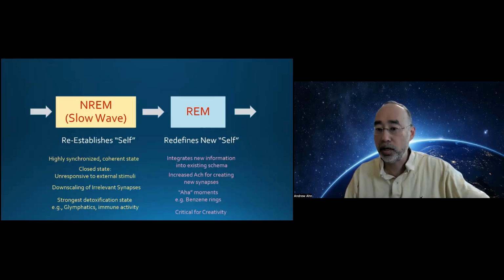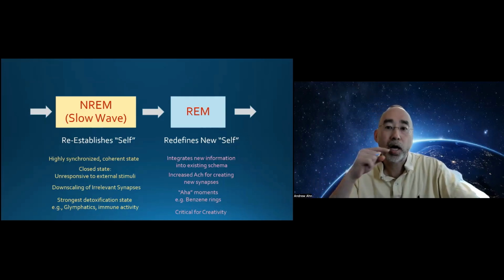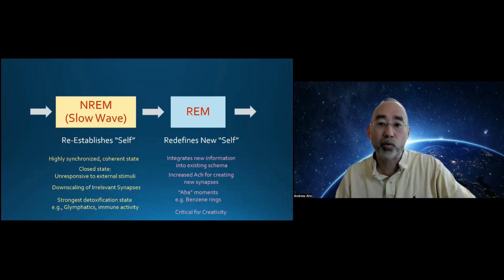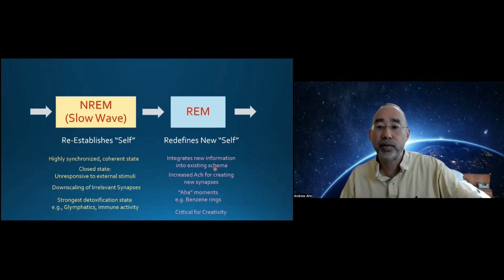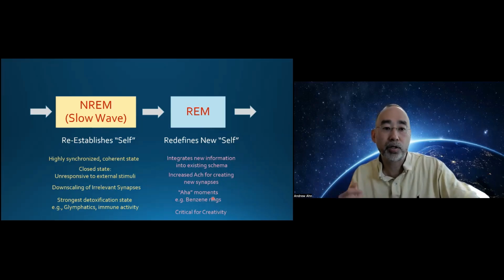I know we're nearing the end, and I want to return to our overarching hypothesis. We've journeyed through the distinct physiological landscapes of non-REM and REM sleep, and we've seen how non-REM, with its synchronized, internalized, focused state, reestablishes a coherent, stable sense of self. Then REM, with its dynamic, heterogeneous autonomic activity, increases acetylcholine and capacity for synaptic plasticity and redefines the self, integrating new information. And this is when we have these aha moments, which can drive creativity.